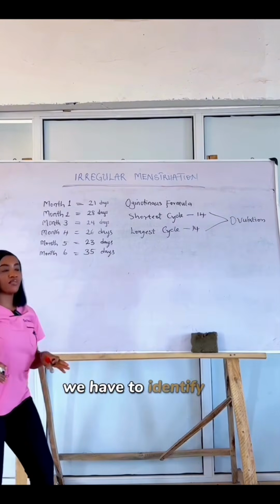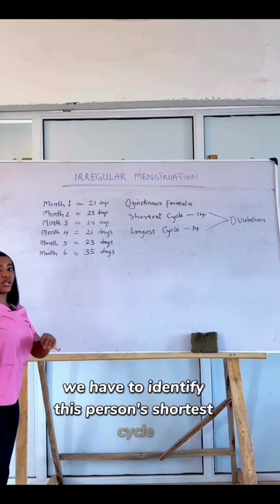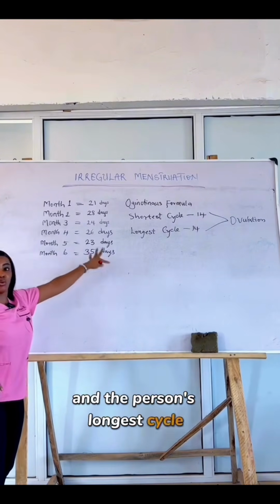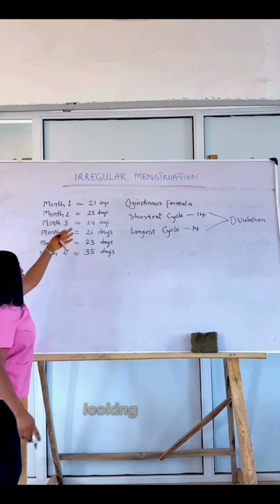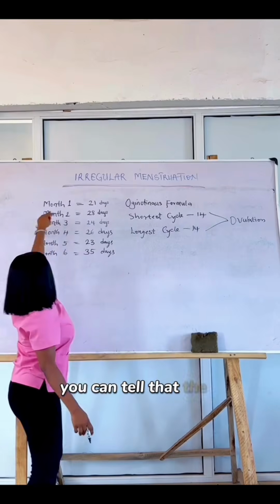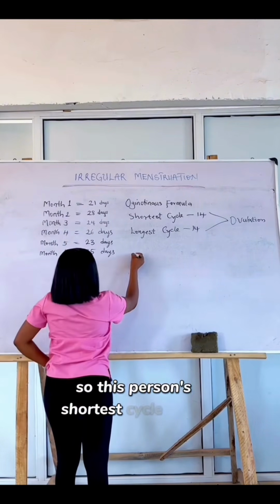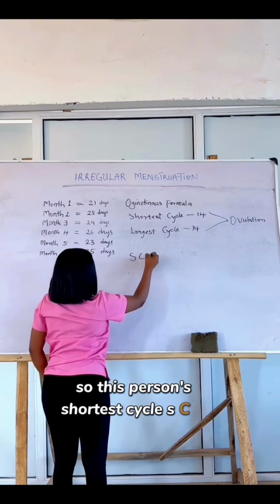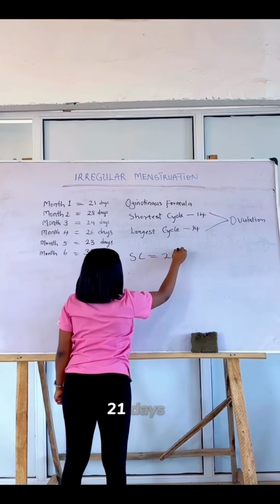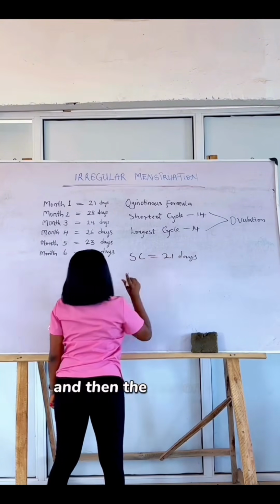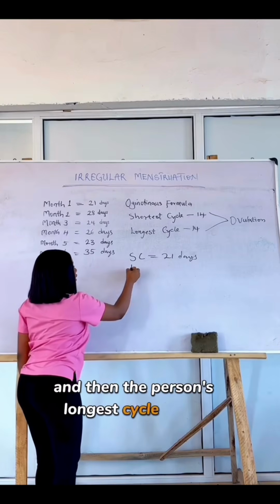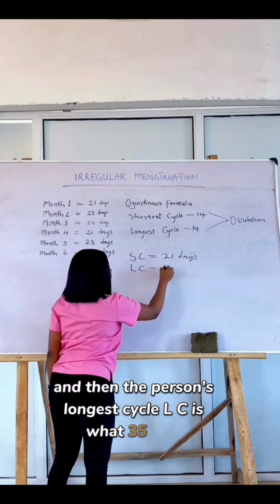We have to identify this person's shortest cycle and the person's longest cycle over this period of 6 months. Looking at this, you can tell that the shortest cycle here is 21 days. So this person's shortest cycle, SC, is 21 days. And then the person's longest cycle, LC, is 35 days.